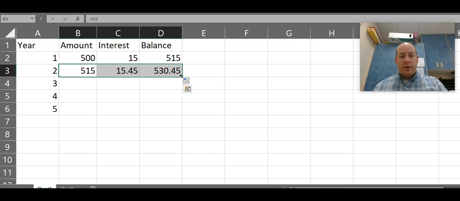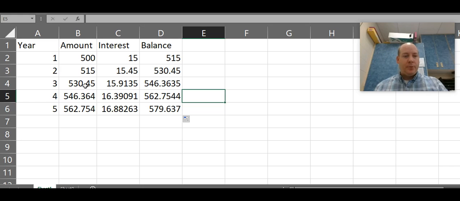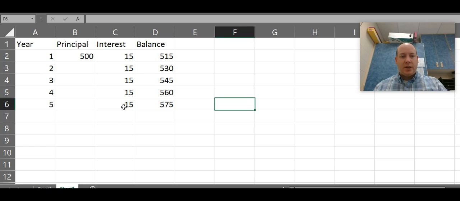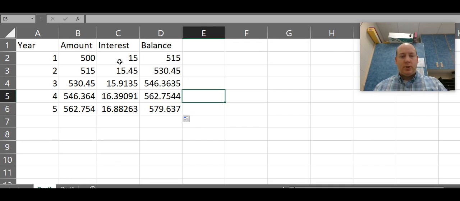All right, now if I have my program again, this is a nice thing about Excel: you can drag those formulas. It didn't round it for me, but that's not a huge deal here. So what you'll notice is each year, with simple interest, was just $15. We just add $15 onto the total. With compound interest, that amount goes up each year, right? So 15.45, 15.91, 16.39, 16.88.